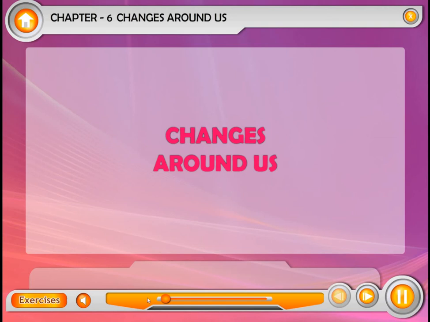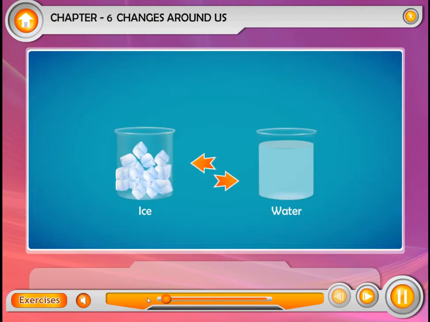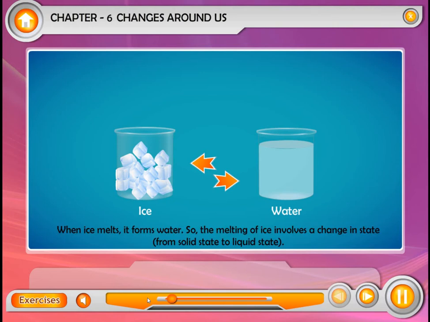6. Changes around us. When one or more properties of a thing become different, we say that it has changed or a change has taken place in it. Changes involve different kinds of alterations in the things around us. These alterations are due to some cause. Let us take an example of ice and water. When ice melts, it forms water.